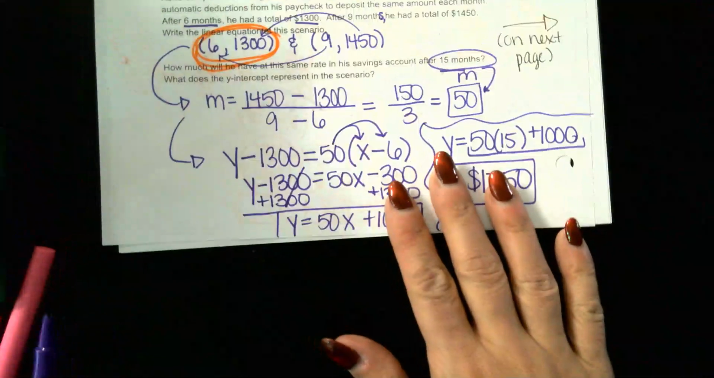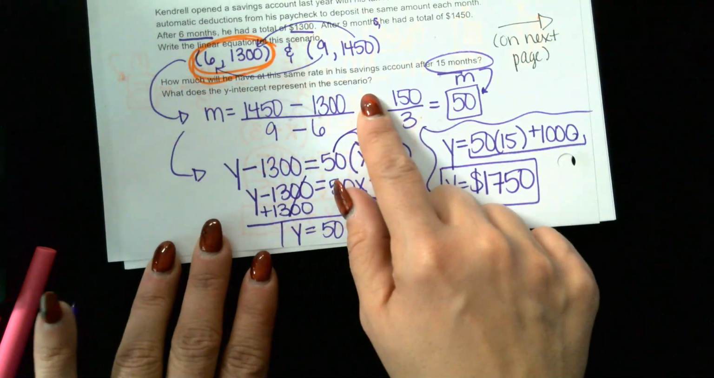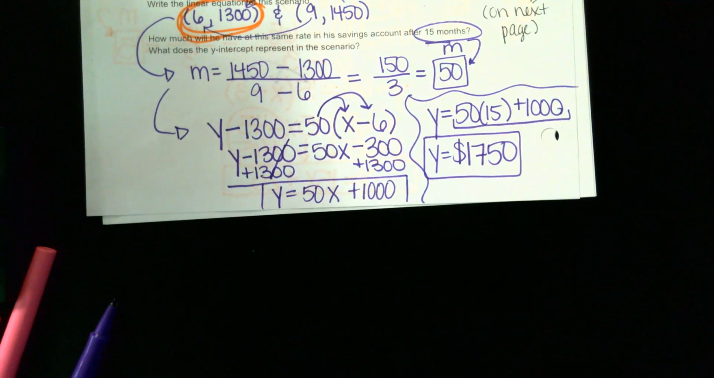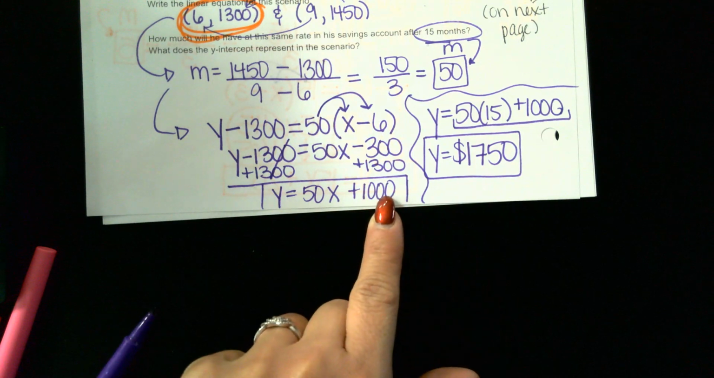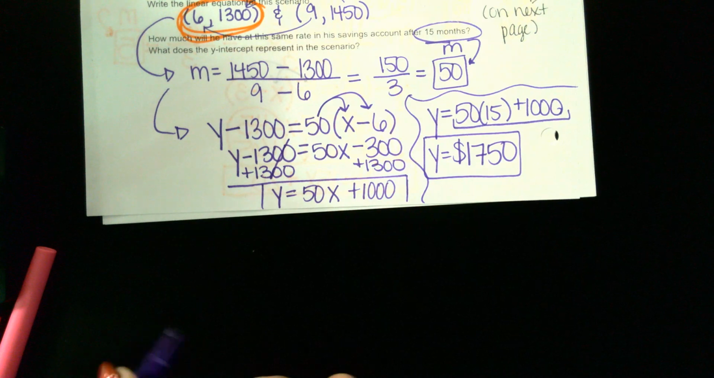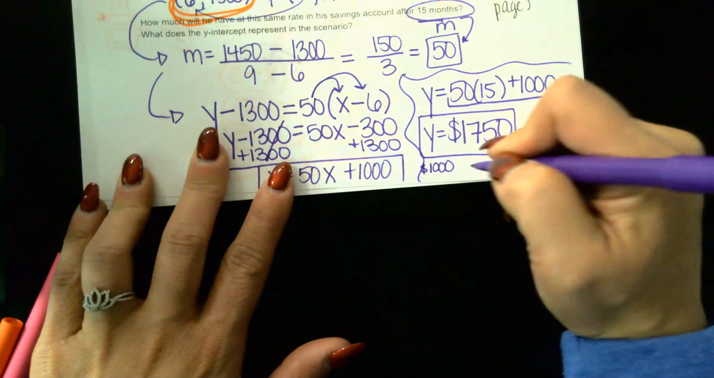Now, the other question they asked was, what does the y-intercept represent in this scenario? They want to know what this number 1,000 means. If you go back to the original word problem, it said he opened a savings account last year with his tax return. So what is that $1,000? How much he put in, right? He got $1,000 back, and he took that 1,000 and just put it right into that savings account. Okay, so that $1,000 was his tax return.